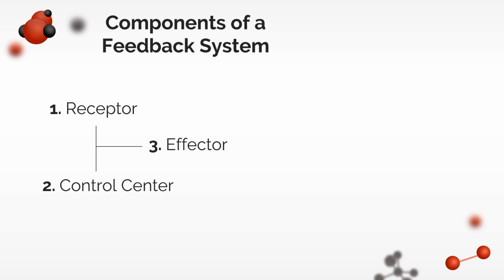An effector is a body structure that receives output from the control center and produces a response or effect that changes the controlled condition.